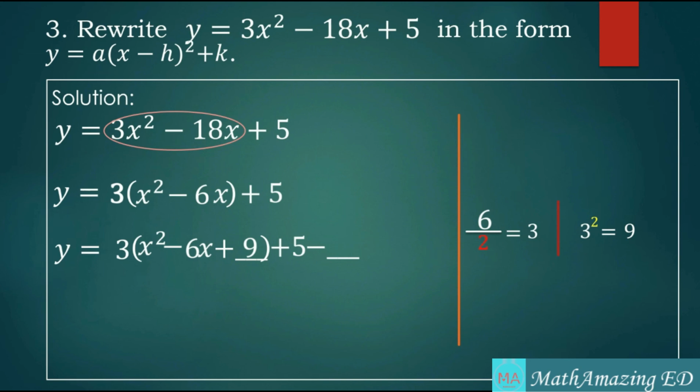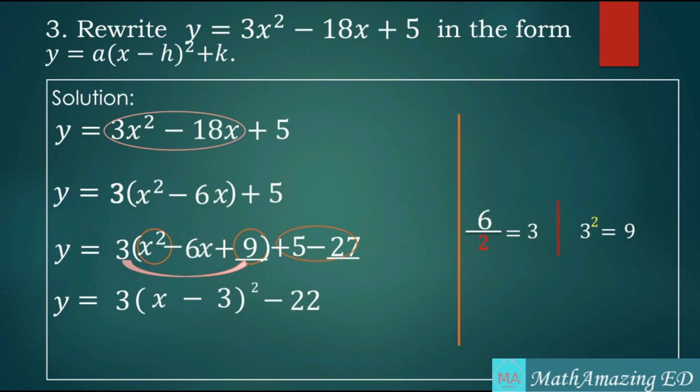Since our quantity is being multiplied by 3, the number that we will subtract from the constant is 3 times 9, and that is 27. Simplifying further, we have 3 times the factor of x² − 6x + 9, which is (x − 3)², the square root of x² being x and the square root of 9 being 3. Then 5 − 27 is −22. Now we have this as our vertex form of the equation of our parabola.